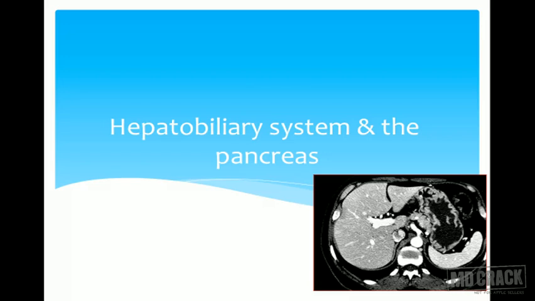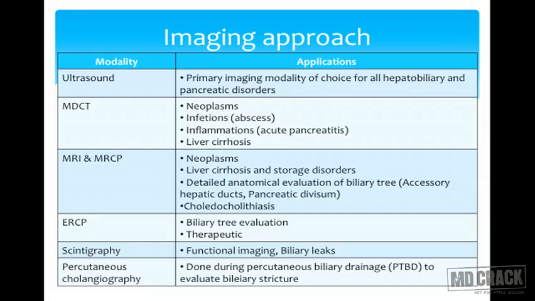Now we come to the hepatobiliary system and the pancreas. Now the imaging approach. Ultrasound, if there's a patient with jaundice, or if you're suspecting a liver disease, I think ultrasound should be the primary imaging modality to begin with. So this will give you the status of the liver. It'll tell you whether it's cirrhotic or not, whether there's a mass or not, whether there is dilatation of the intrahepatic biliary radicals, is there a pancreatic mass, are there gallstones, or is there any other cause causing CBD obstruction.